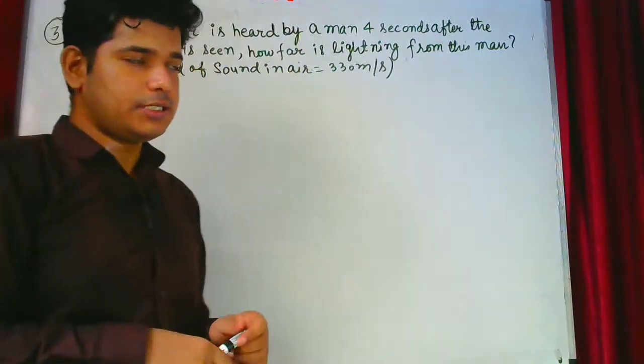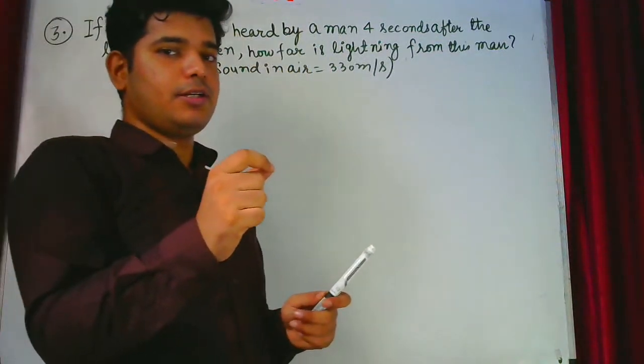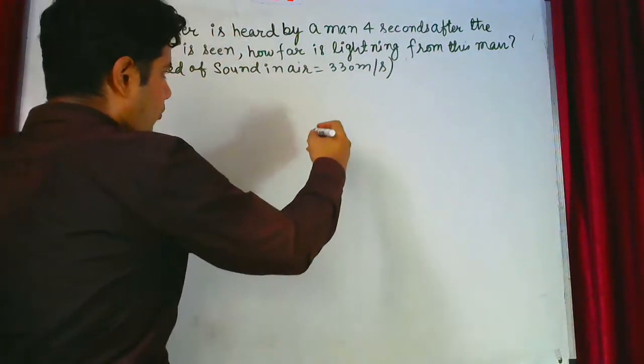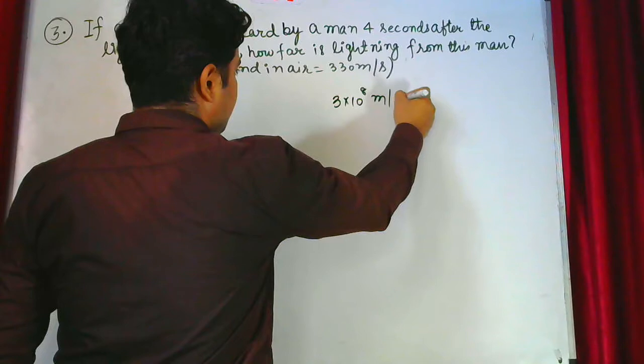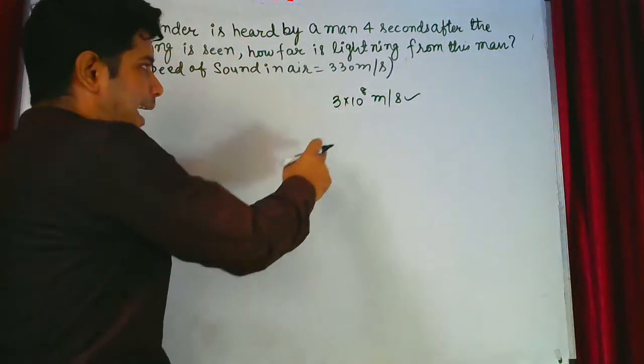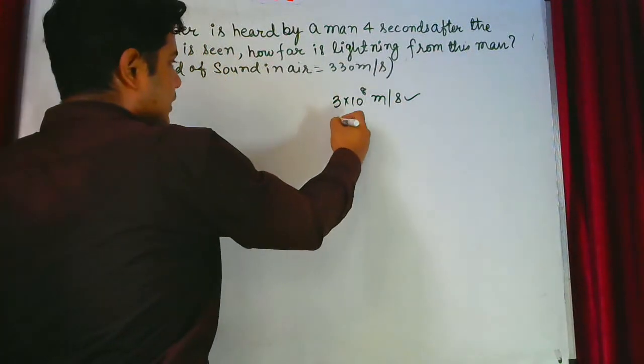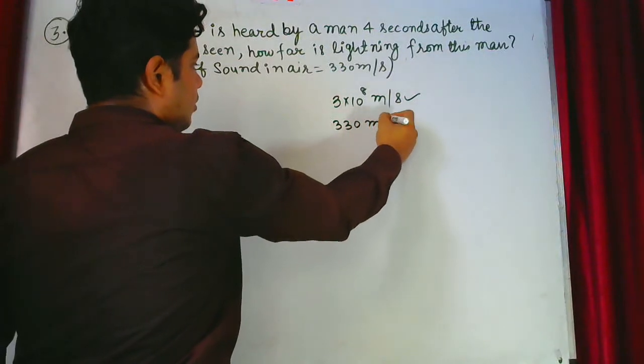Now there is a concept that light travels at a much higher speed of 3 times 10 to the power 8 meters per second. It is very high compared to this, which is the speed of sound.